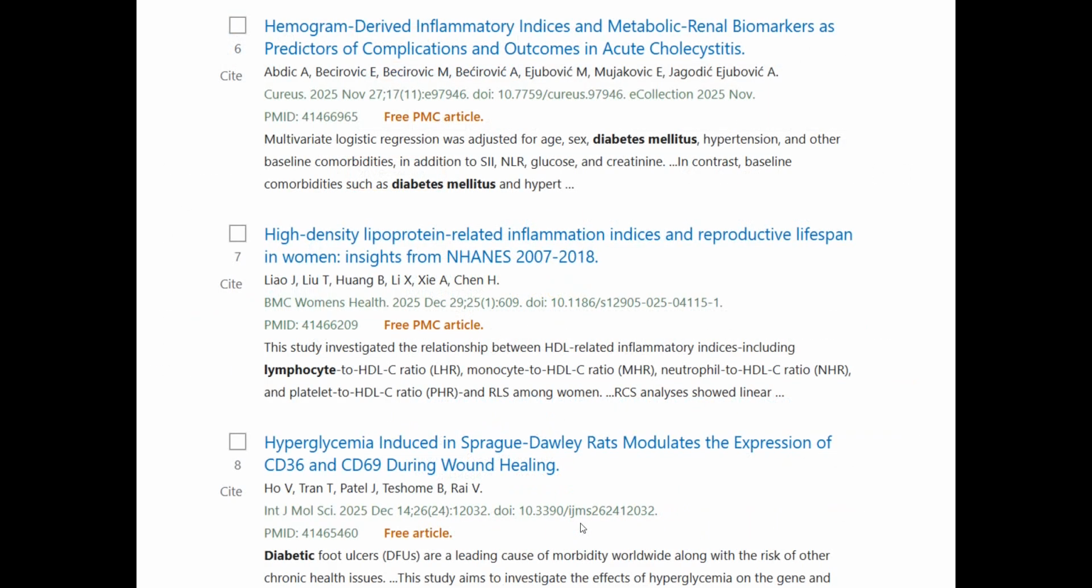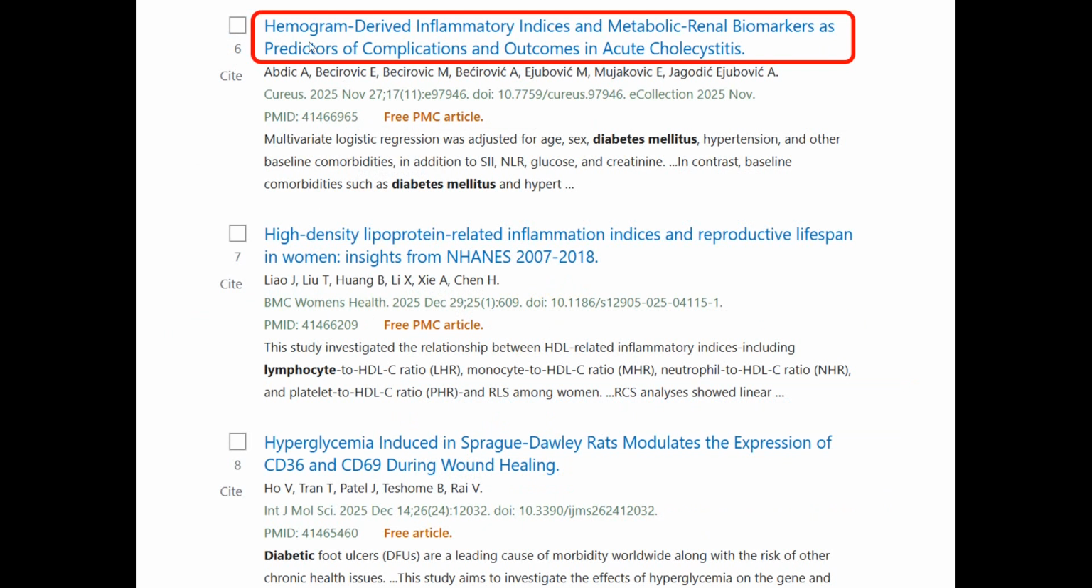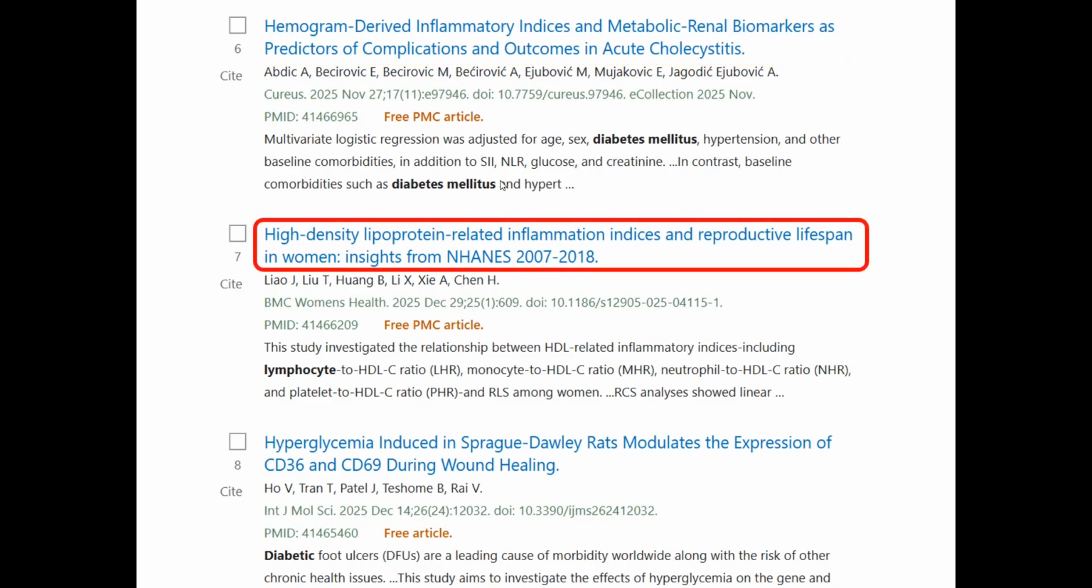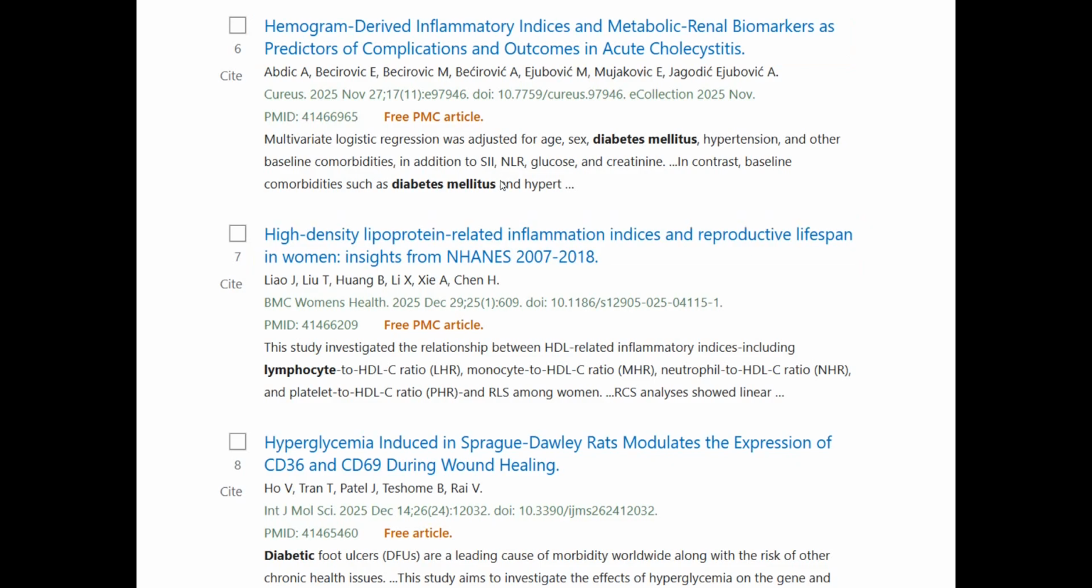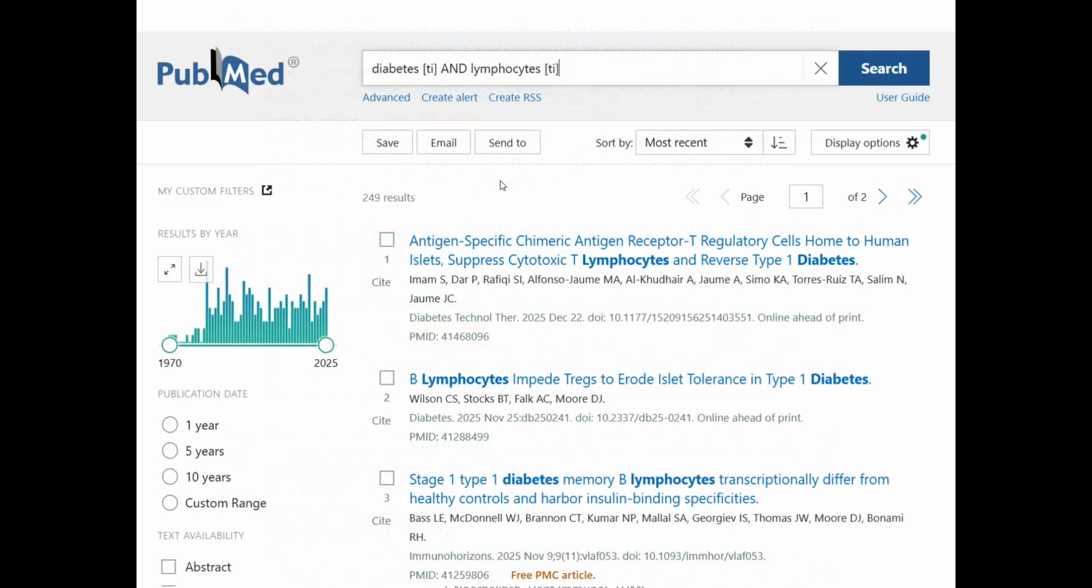And I go to the next page, I see a similar story. It's hemogram-derived inflammatory indices and metabolic renal biomarkers as predictors of complications in acute cholecystitis. So this doesn't seem to be related to diabetes and lymphocytes, but the search engine has found diabetes somewhere in the record. And here I have high density LDL related inflammation and reproductive lifespan. Again, this doesn't seem to be very related. So what this tells me is that I need to perform a more specific search, or query the database, which is PubMed in here, in a more specific way.